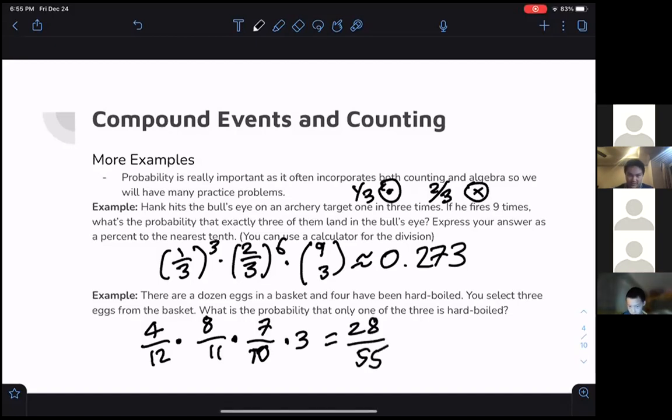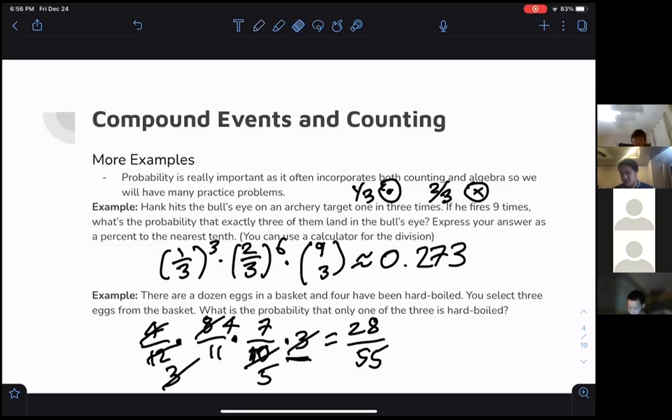Yeah, that was very excellently, smoothly explained. As he said, you go on first hard-boiled egg, 4 out of 12. Then times 8 remaining non-hard-boiled eggs out of 11, then times 7 out of 10 for the second non-hard-boiled egg, and then times 3 to account for the ordering. Which one can be the hard-boiled egg is enough to reason that there are 3 ways to order, and then you just cancel and solve, and you will get 28/55, which is just a little over 1/2 by coincidence. And that's basically all there is for this problem.